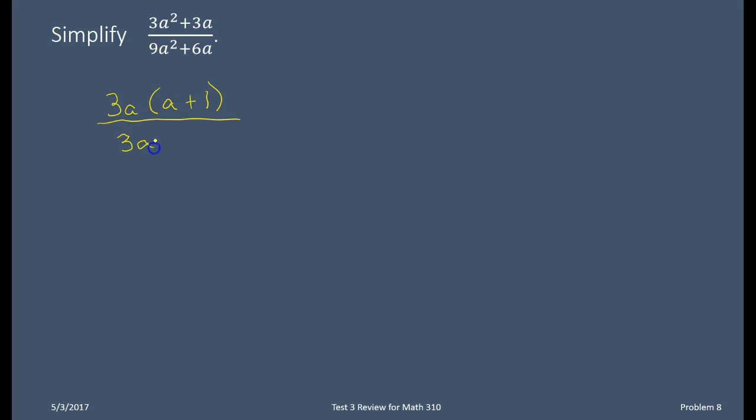In the denominator, we have a 3 that goes into 9 and 6, and we also have an a. When we divide 9a squared by 3a, we are left with 3a. 3a times 3a equals 9a squared, plus, and then 2 is left in the second term. 3a times 2 is 6a. Alright, now we can cancel out those 3a's. There's nothing else that we can pull out, so we have a plus 1 over 3a plus 2 for our answer.